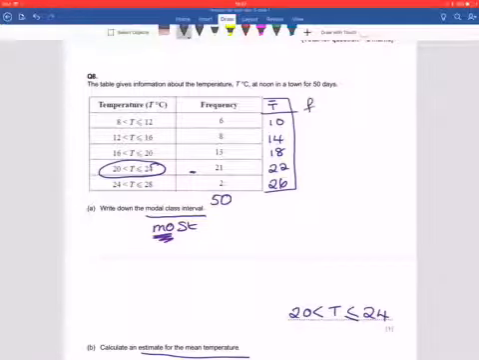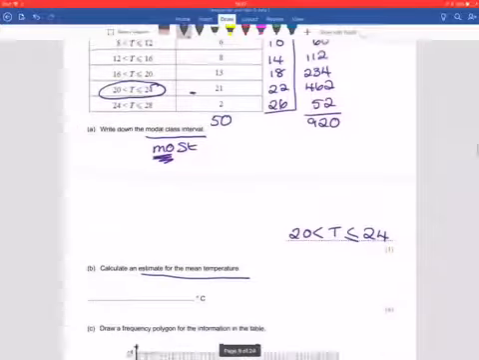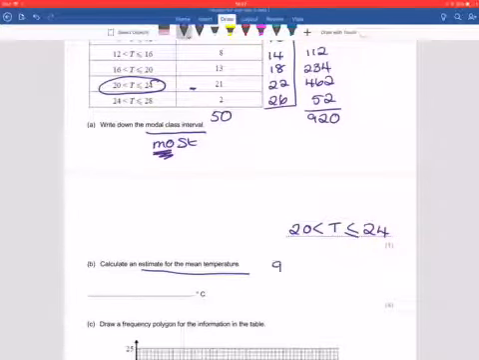So I'm going to do frequency times by the mean temperature. I get 60. I get 112. I get 234. 462. I get 52. And when I add them all up, I get 920. So now to find the mean, I do 920 divided by 50. And the answer will be 18.4. Draw a frequency polygon. You just use these midpoints.